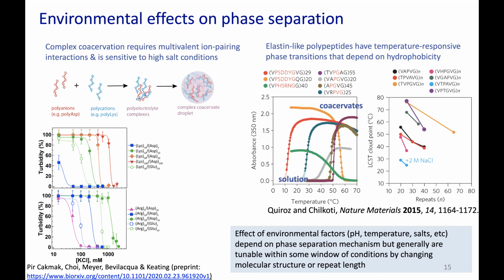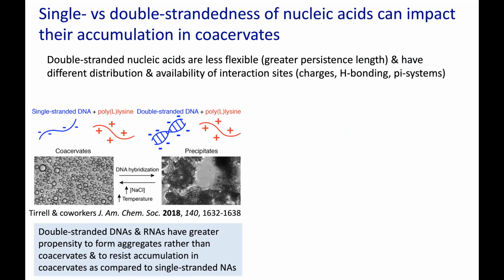So what I really want to stress here is that the effects of environmental factors like pH, temperature, salts, et cetera, are going to depend on whatever the mechanism was of phase separation. Generally, they're going to be tunable within some window of conditions by changing things like molecular structure or repeat length, or by changing some other solution condition that can help make up for the one that's driving against coacervate formation.